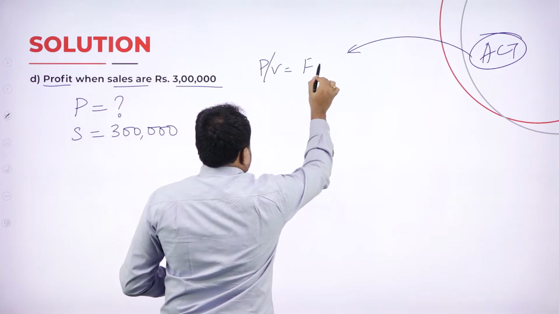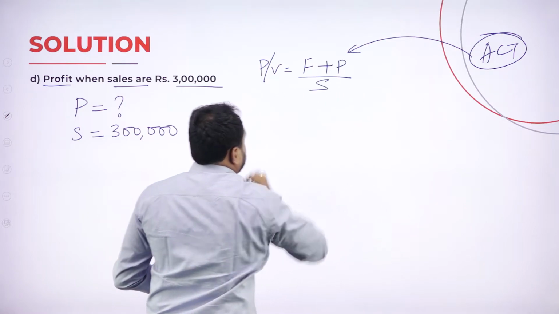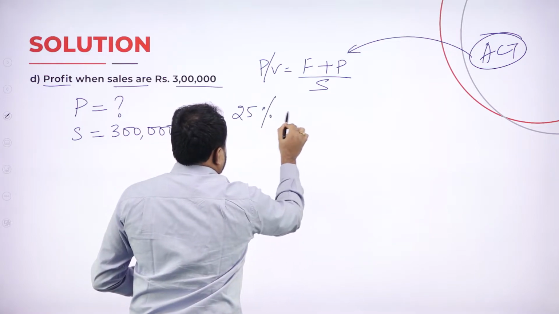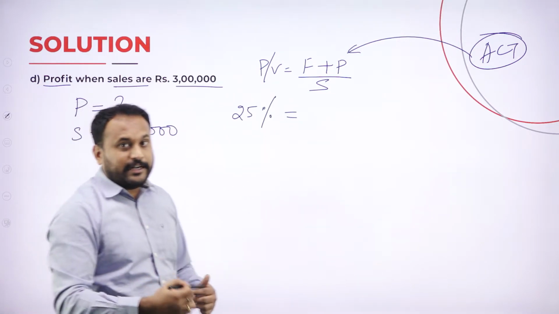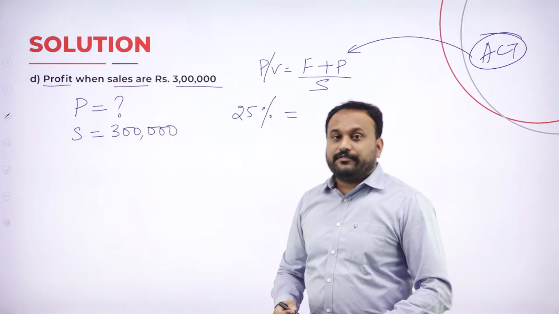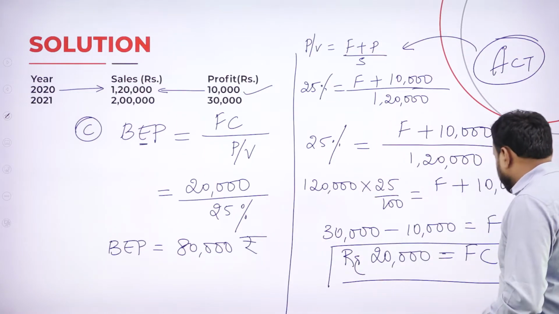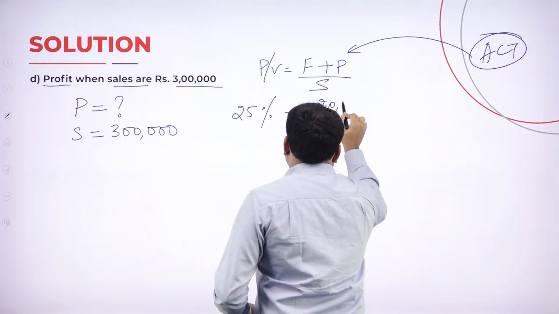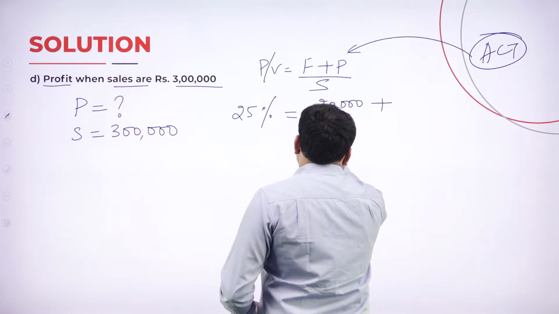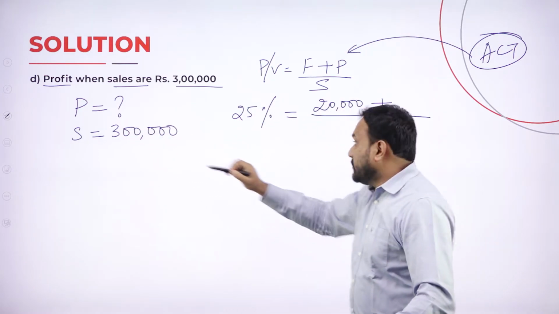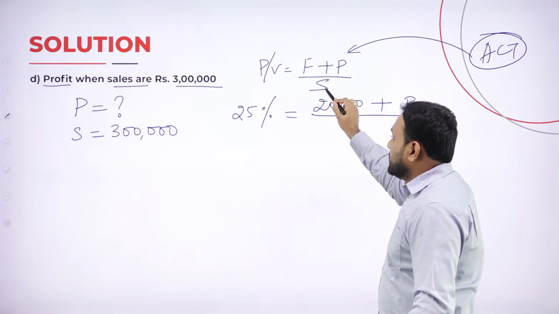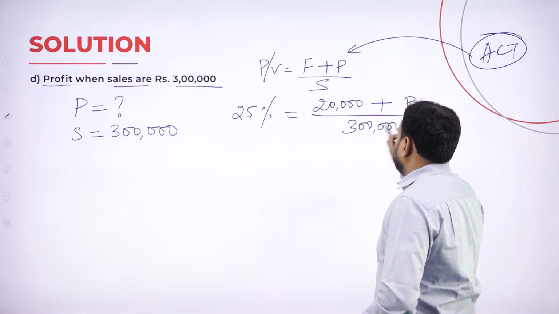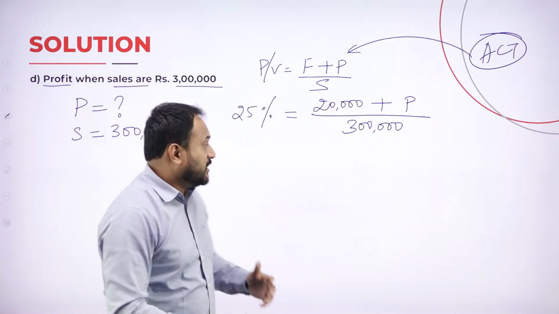PV is equal to F plus P divided by S. Now PV is how much? 25%. It will not change. Fixed cost, we have calculated fixed cost, isn't it? Now how much is our fixed cost? 20,000. So we'll go with 20,000 plus. Now profit I need to find, so I'll keep P here. Sales is what? 3 lakh rupees. Now I'll go with cross multiplication. Now go with the step marks.